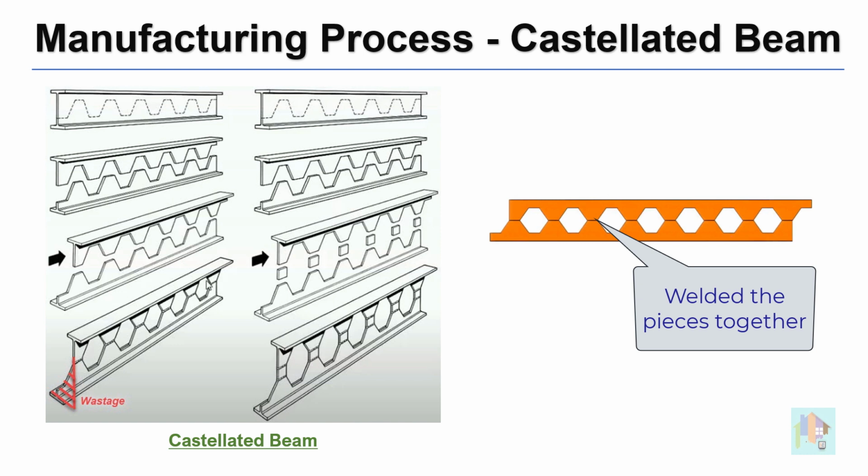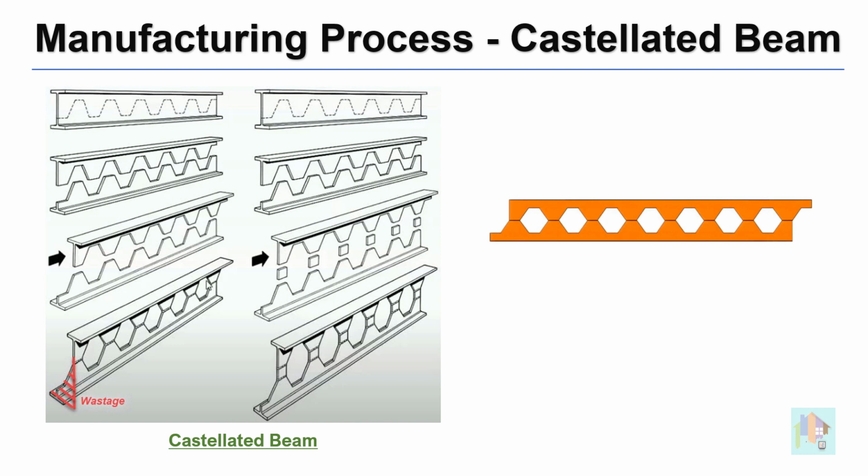welded together. What does this produce? A section with higher depth with holes in the web portion. There are some excess portions at both ends which are then removed. That is the only wastage in this whole castellation process.